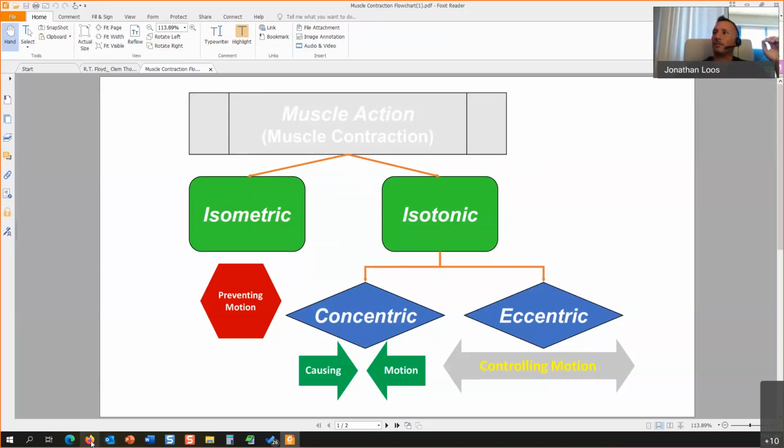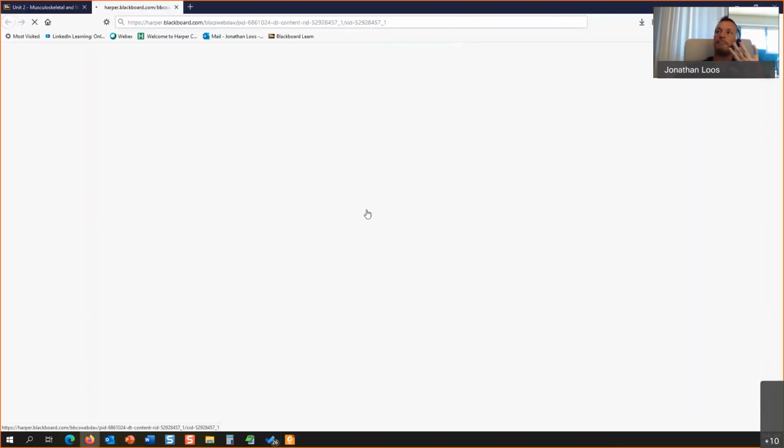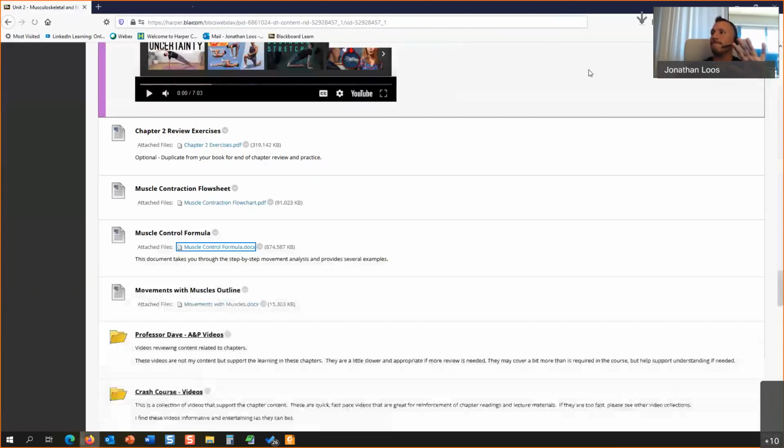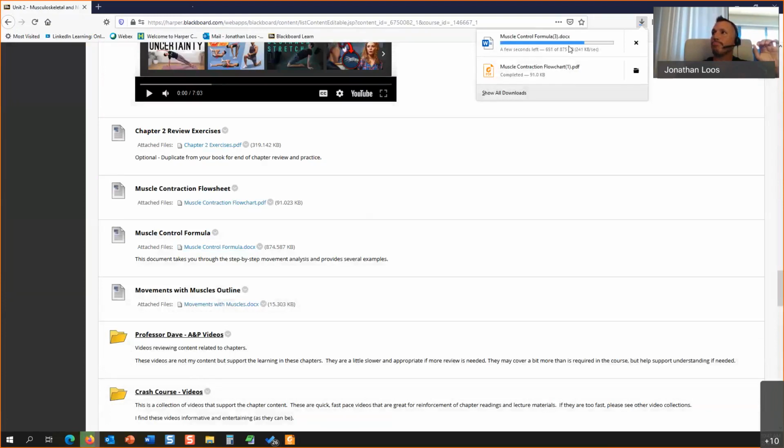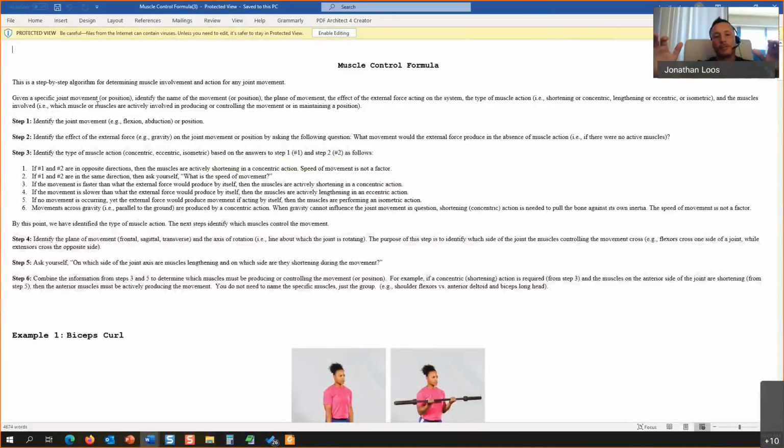Okay, and then the next file in here is this muscle control formula. We're not going to go through it just yet, but I do want to let you know that there is this document here that is very helpful. So it's basically a stepwise process, the next phase of our movement analysis.